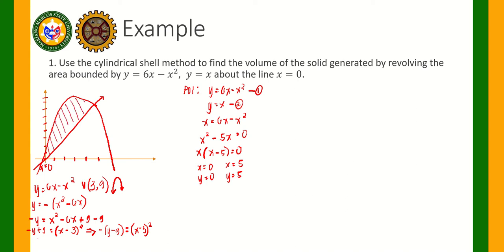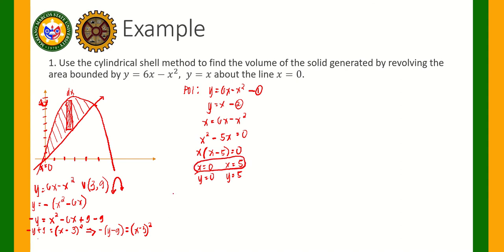And we are going to rotate this one, or revolve this one into line x is equal to 0, which is dito sa ating y-axis. So, since y-axis yung ating axis of rotation, we are going to have a vertical strip. Okay, vertical strip. So, this is dx. Since dx to, what are our limits? Si x equal to 0 and x equal to 5.